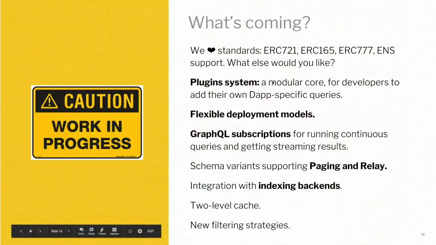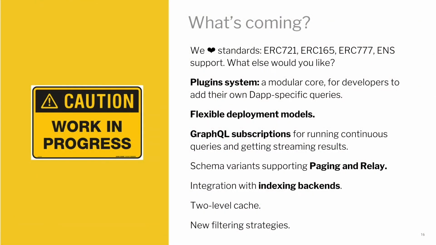All right, so the roadmap. This is a very active project for us. So we plan to add a lot of functionality to this. We support standards. We love standards, and we want to support a lot of standards in the ecosystem. ERC 721, ERC 165, ENS. Those are all functionalities that we want to add to decode.